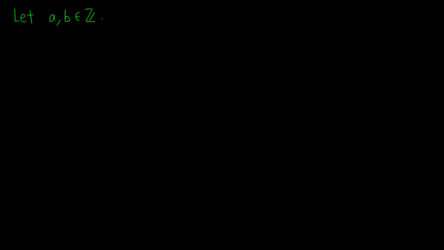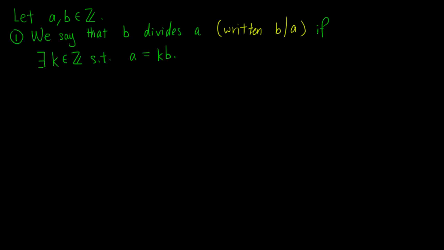Starting from this video, we give a brief introduction to number theory, which is the study of integers. First, let's give a couple of familiar definitions. For integers a and b, we say that b divides a, written as b | a, if there exists an integer k such that a equals k times b. We also say that b is a factor of a, or a is divisible by b.